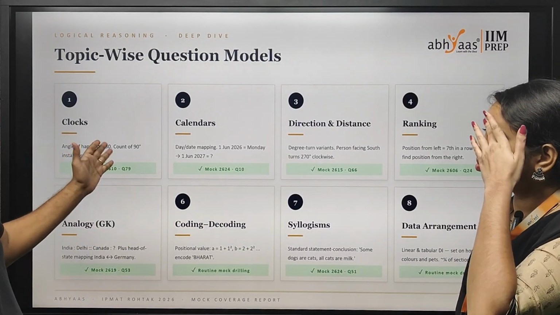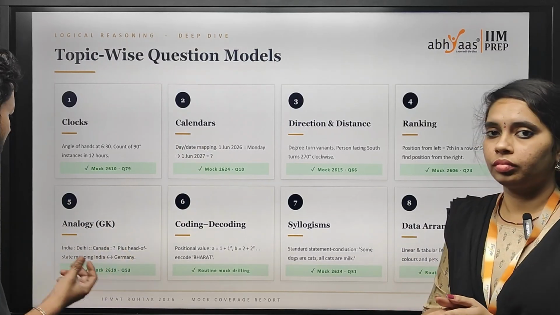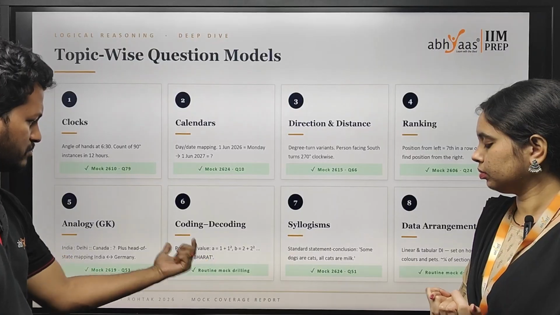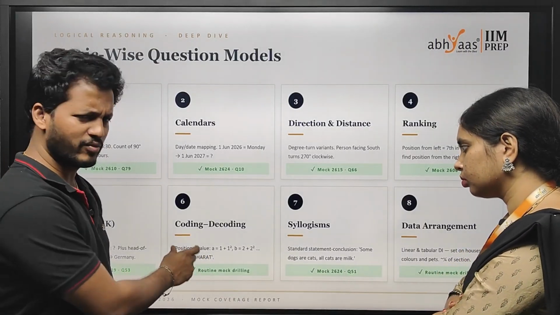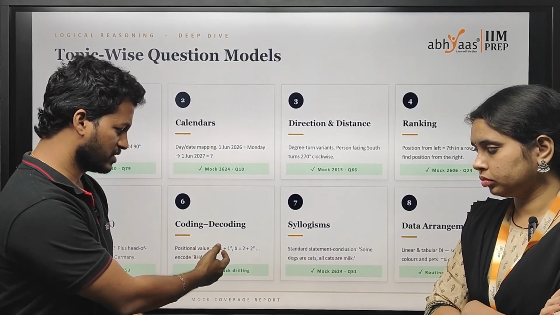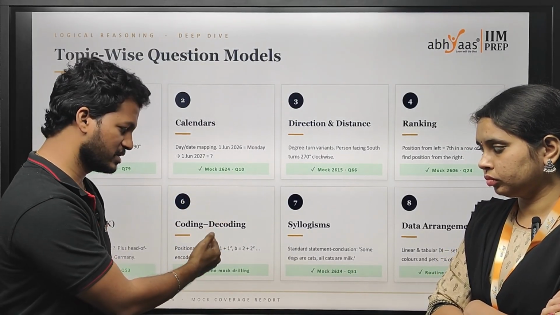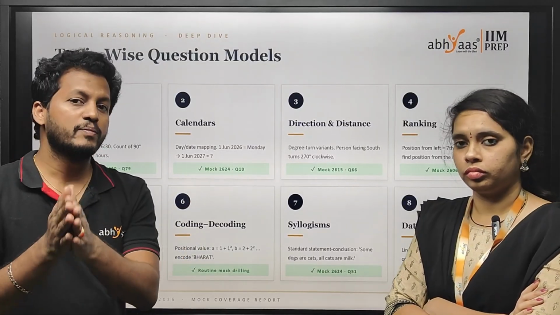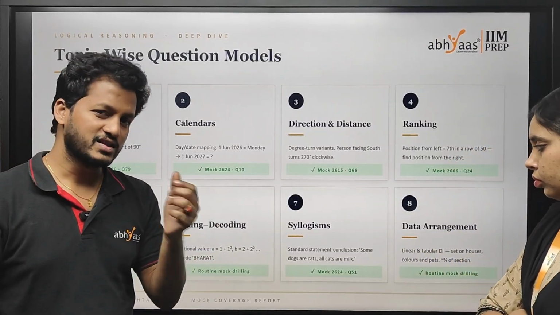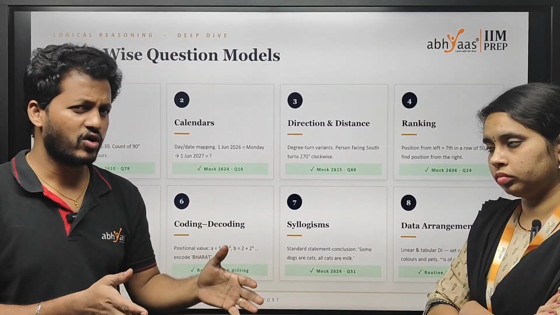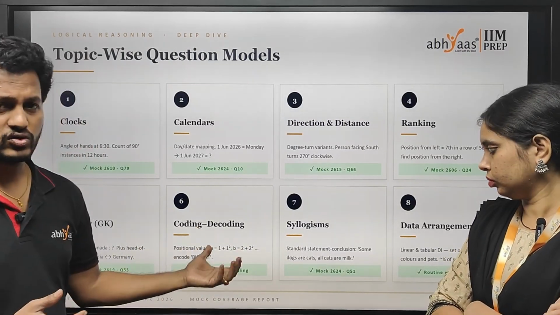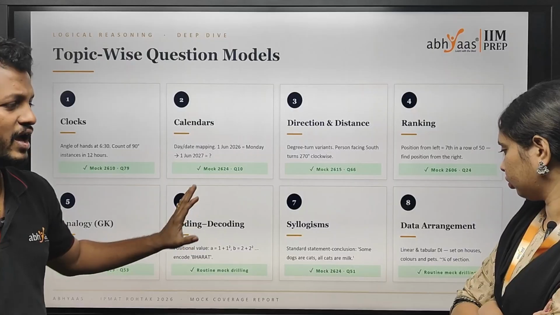These topics are clocks, calendars, direction, distance, ranking, analogy, coding-decoding, syllogisms, and data arrangement. In coding-decoding, some students noted that in the word Bharat there are some wrong options. Actually, the logic is A is counted as 1, plus 1 square, the place value and the sum of place value squares. Going by that logic, the options are a little bit wrong. The answer is given as 840, but the answer is coming as 844, or 842, like that. Leaving that, the remaining things are easily solvable again, and these are very direct questions.